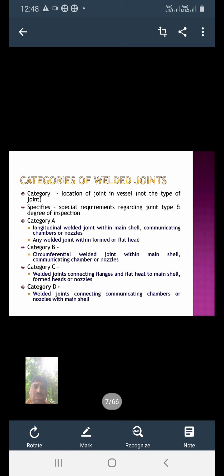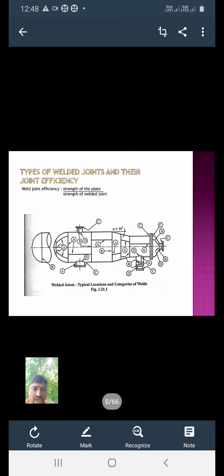Category B consists of the circumferential welded joint within the main shell, and within the communicating chamber or nozzle. See category B, communicating chamber or nozzle, where we have placed the nozzle. We are using category B there, or where we get the circumferential welded joint within the main shell only.